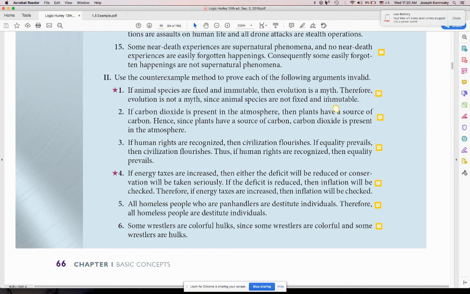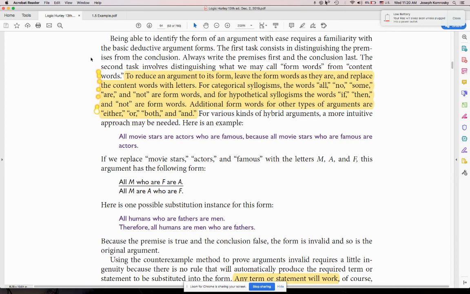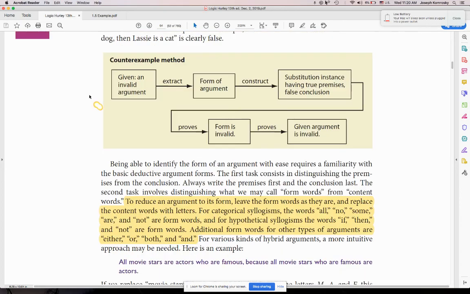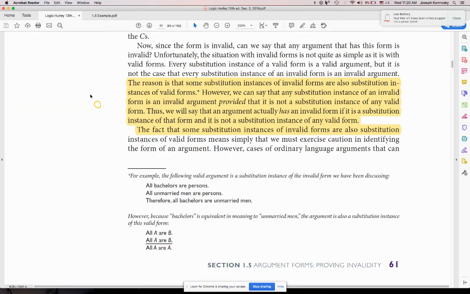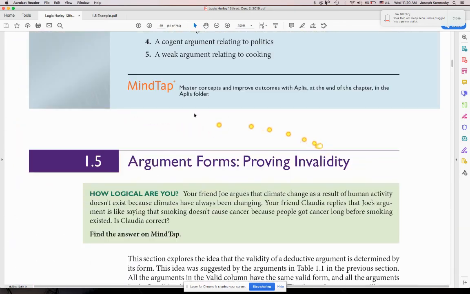So for all these examples, you will do the same thing. Whatever it is, strip it down to its basic form. And how do you do that? Again, as a reminder, he says keep all these main form words. Then you substitute in things you definitely know about, and you should get 2 true premises and a false conclusion. And again, the whole point of this section is to prove something invalid. And all that means is even if you have 2 true premises, the conclusion does not follow.